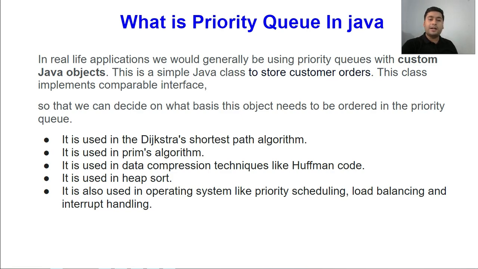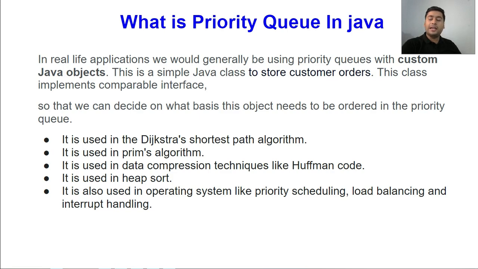It is used in Prim's algorithm, so if you go with Prim's algorithm also you can implement it with the priority queue. It is used in data compression techniques like Huffman coding. If you want to compress some data, at that time also you can use the priority queue and compress your data.